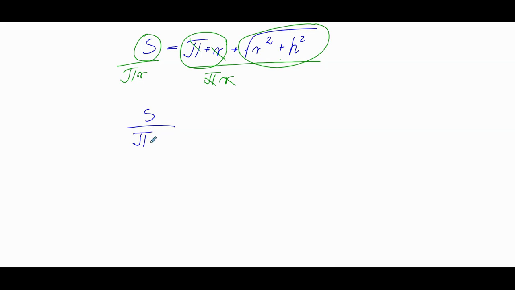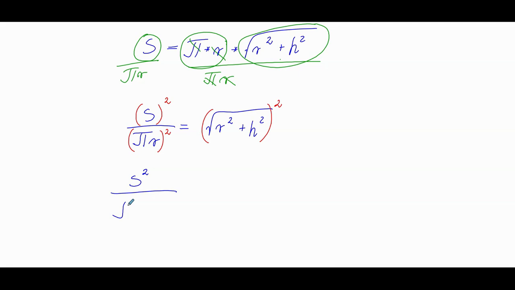So on one side, I have s divided by pi multiplied by r, and on the other side, I have the square root of r squared plus h squared. How do we eliminate the square root? Because we want h on its own, we use the power of 2. But if I take one side to the power of 2, I have to take the other side to the power of 2 as well. So that means I have s to the power of 2 over pi to the power of 2 multiplied by r to the power of 2, and on the other side I have r to the power of 2 plus h to the power of 2.